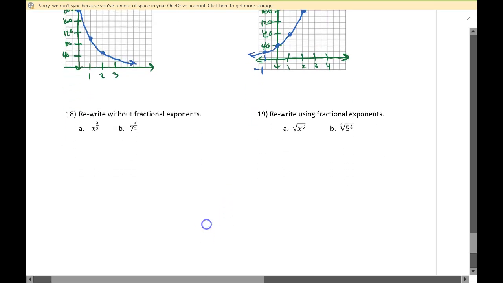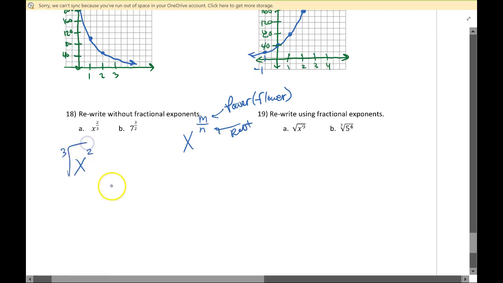All right, last two problems. We talked about this, that I gave you the example of Mario Brothers or flower power. So this is the power. And then this is the root. Power rhymes with flower. So that's above the ground. All right, so you have x to the second power and the third root. And then we have 7 to the third power and the second root.